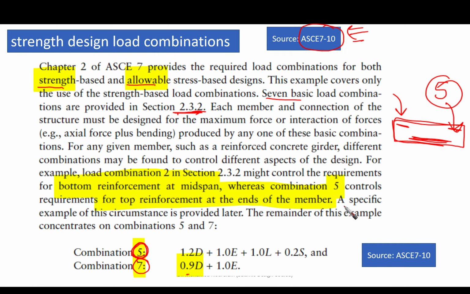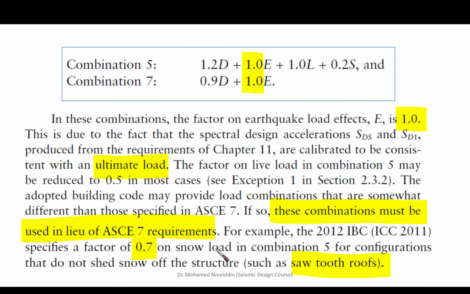Okay. A specific example of this circumstance is provided later. The remainder of this example concentrates on 5 and 7 because we're going to find an example later, actually. It is only an explanation, not an example. Anyway, as you can see, this is 1.2 dead and 1 E and 1 live load and 0.2 S. I'm going to talk about why this is 1 and so on.